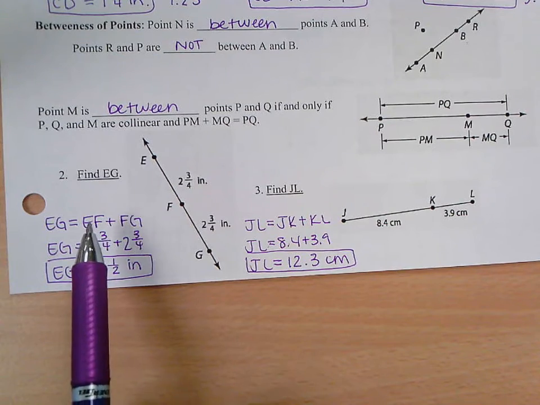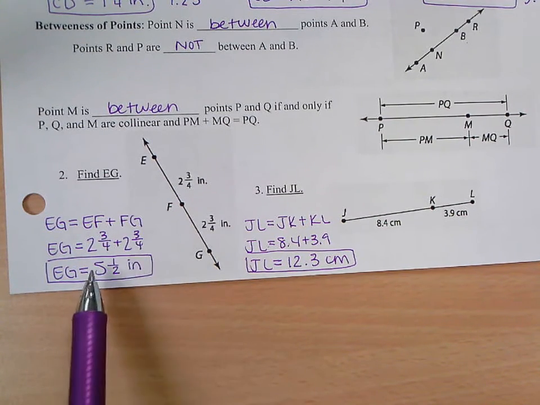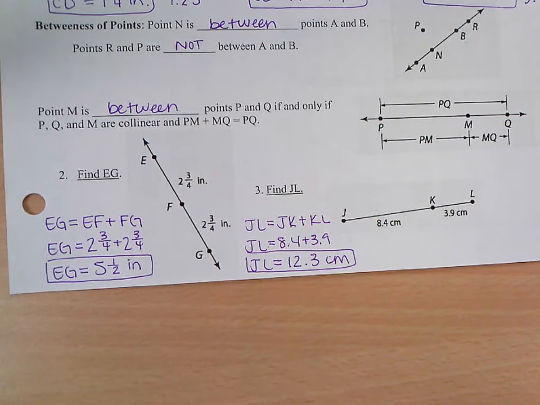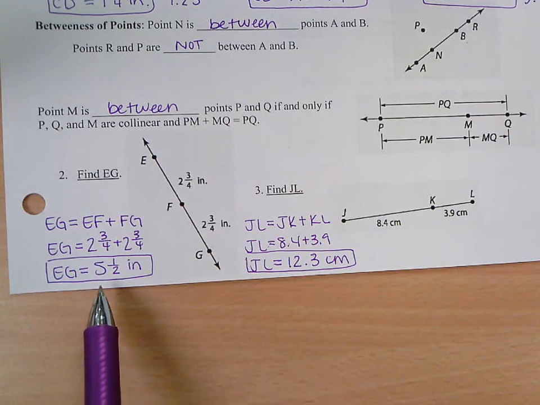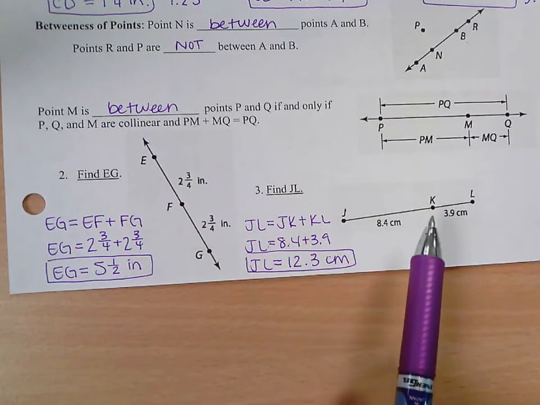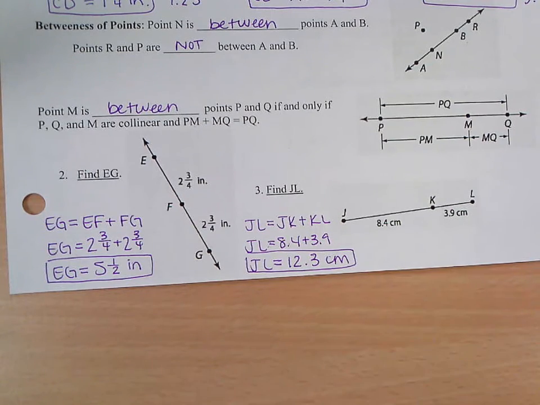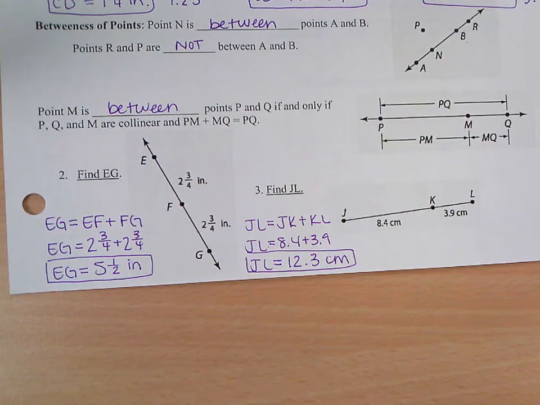So I know EF, I know FG, they're both 2 3/4 inches. So if I add 2 3/4 to itself, I would get 5.5 inches. And then for 3, JL is equal to the length of JK plus the length of KL. And I know that's 8.4 plus 3.9, that's 12.3 centimeters.